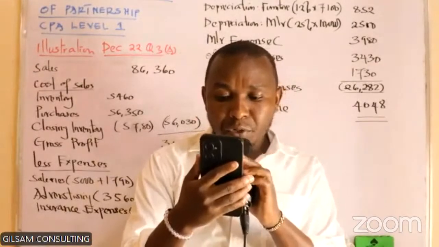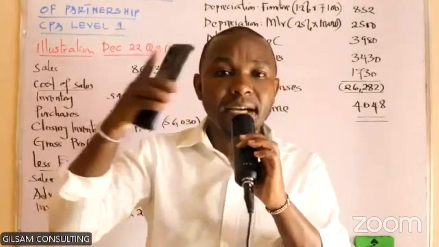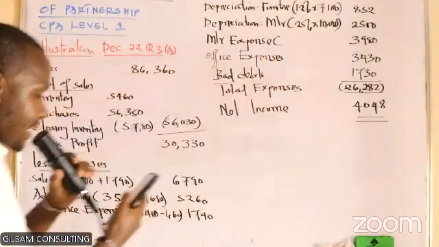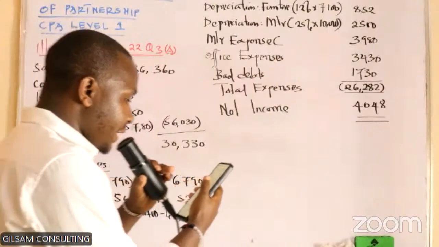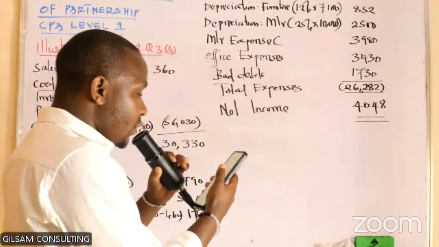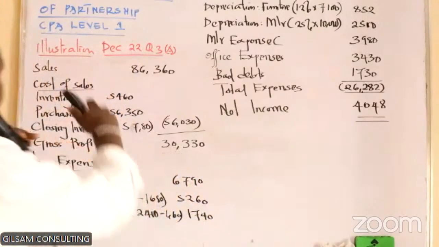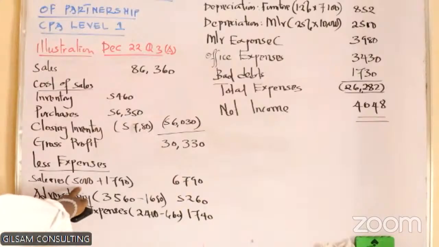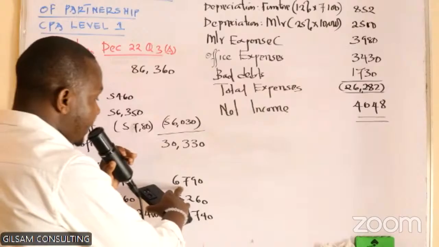So what would happen to that? We will add back to whatever they have paid in that period. If you look at the trial balance there for salaries and wages, they have paid 5,000. That 5,000 we will add back 1790. I've cut 3 zeros. So we will take the 5,000 plus the accrued one, which will come to a total of what?